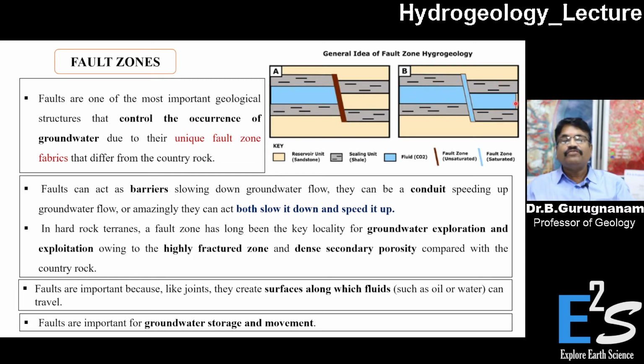It moves afterwards, right? Faults are one of the most important geological structures controlling the occurrence of groundwater due to their unique fault zone fabric. A fault can act as a barrier. Sometimes it will act as a barrier, and it cannot allow water from one side to another, but most of the time it doesn't do that, and then it is a good exploration zone. You can also expect a lot of water for your exploitation.